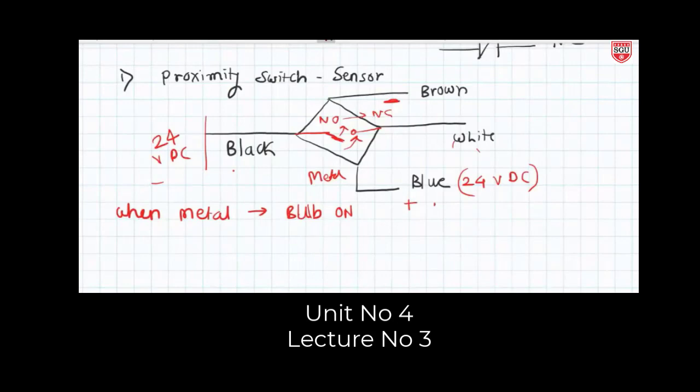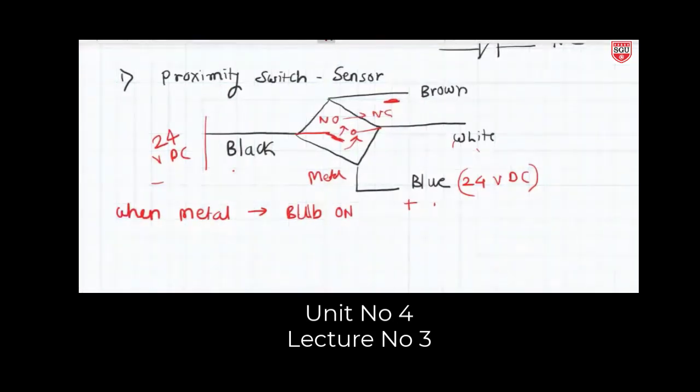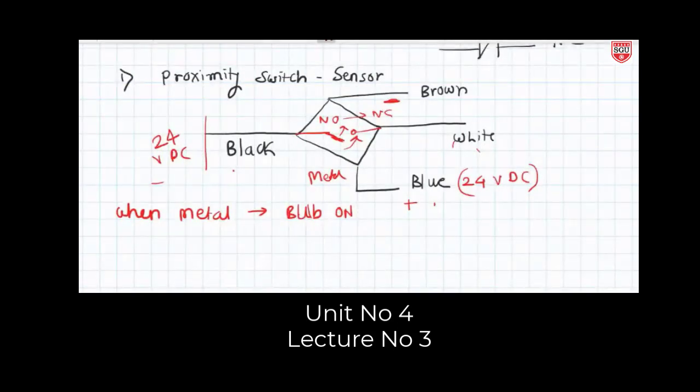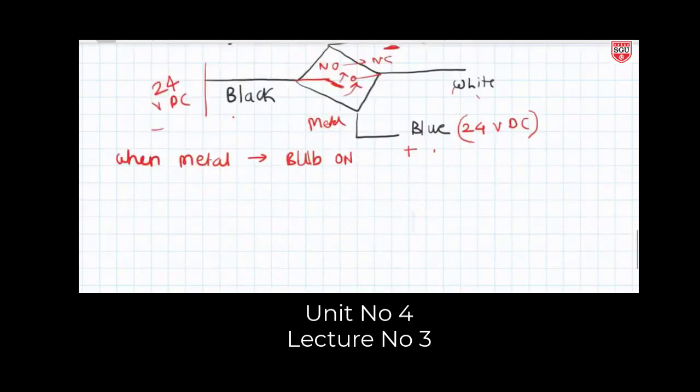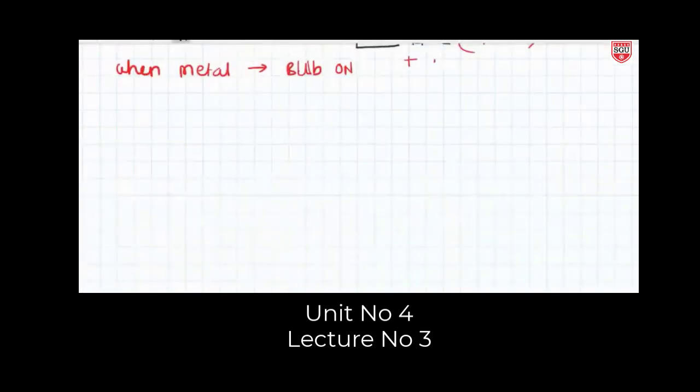So how to do this? Because we can't attach the bulb now. We can't attach the bulb to the sensor because it is working with the 24 volt DC supply only. Remember this concept, you have to understand it clearly. Later I will show all the things practically also. We have all the things with us in the lab. I will show all these things practically so that the concept will be clear easily.